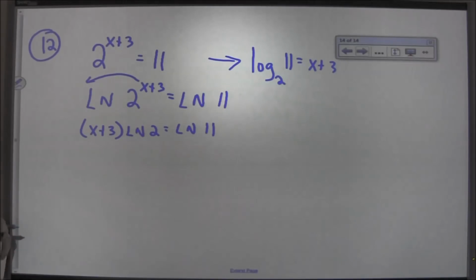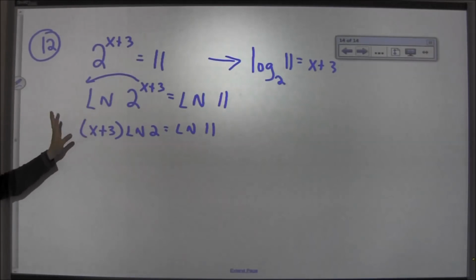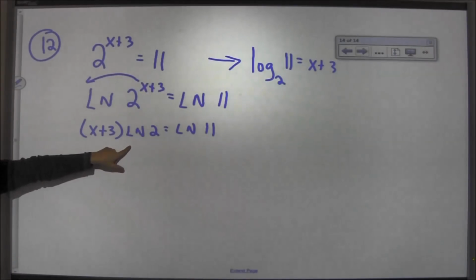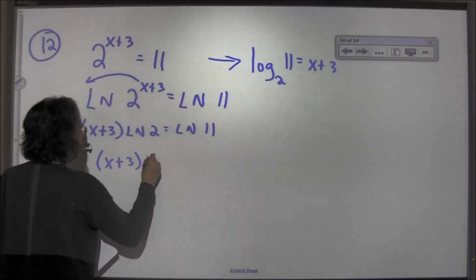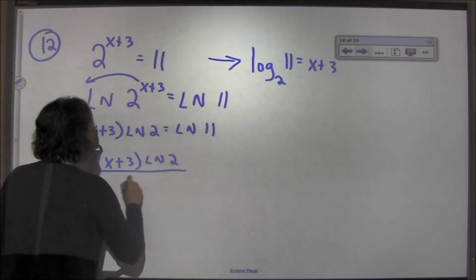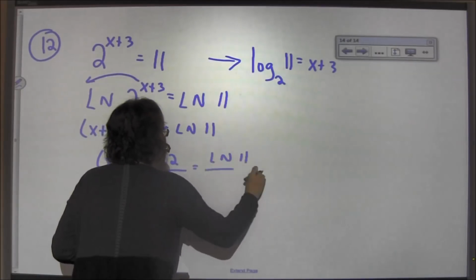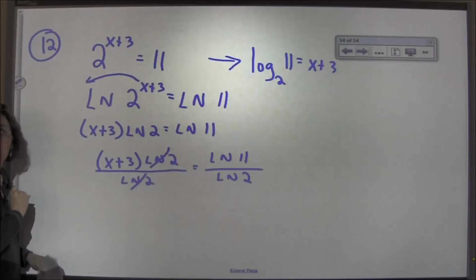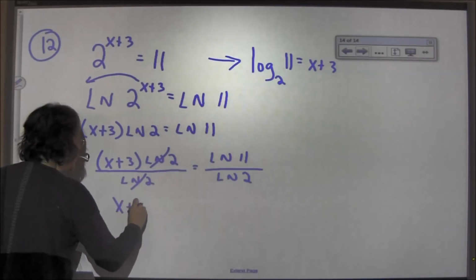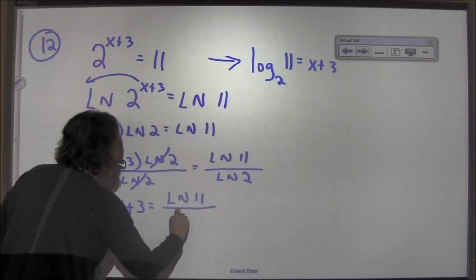And then we need to solve for x. Now, a few minutes ago, we did a different problem where I multiplied things out. This problem, I think, is a little easier if we go ahead and divide by the log 2. Because look what happens. Okay, see that would divide out. And then you've got x plus 3 equals the natural log of 11 over the natural log of 2.